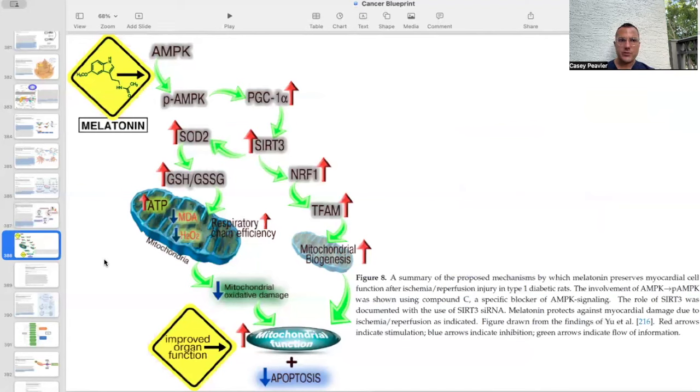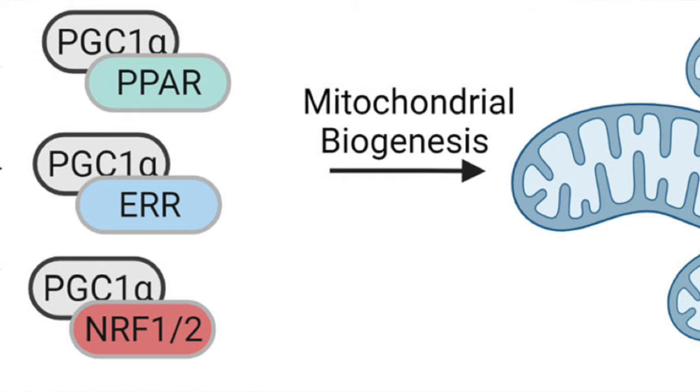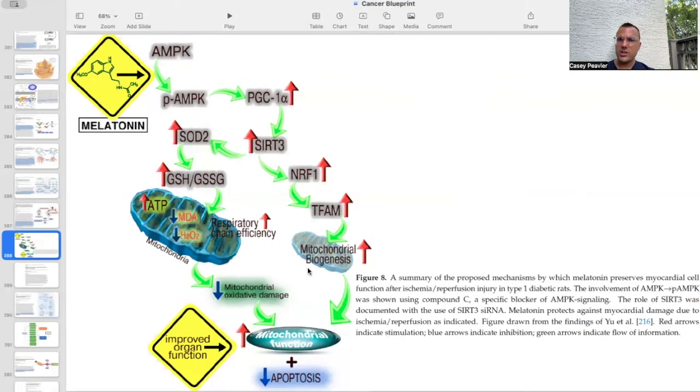Now, the next question that we had was, what is the relationship between melatonin and mitochondrial biogenesis? And we can see that melatonin has a direct effect on AMP kinase, and AMP kinase then can signal through PGC1-alpha, the master regulator of mitochondrial biogenesis, and ultimately the increased amount of respiratory gene products, mitochondrial DNA replication, and new mitochondria, which then improve mitochondrial function, which will ultimately lead to improved organ function, and it will decrease the necessary amount of apoptosis, preserving the organ, so we're not having excess cell loss.